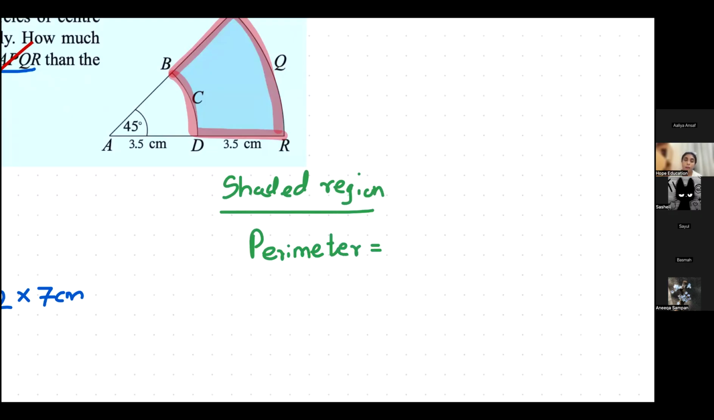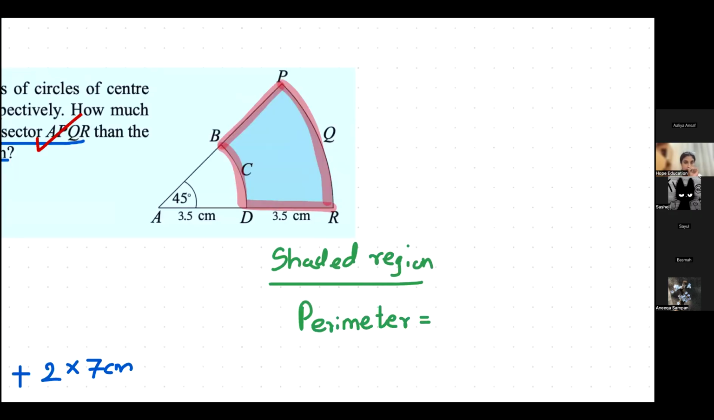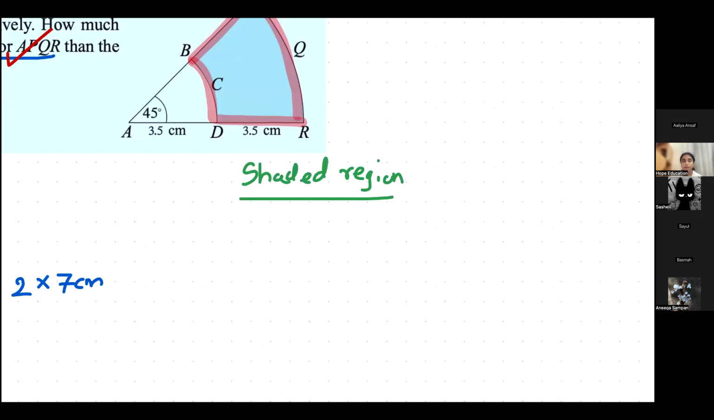For this, first we have to find this arc length, then we have to find this arc length. These two lengths are easy. This length is 3.5. This length is also 3.5. Those two are no problem, but we have to find the lengths of the two arcs. Before finding the perimeter, we will find the length of the arcs.